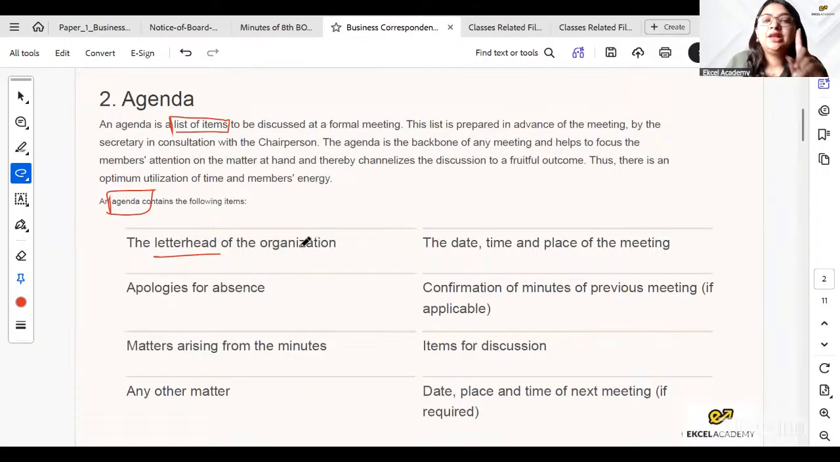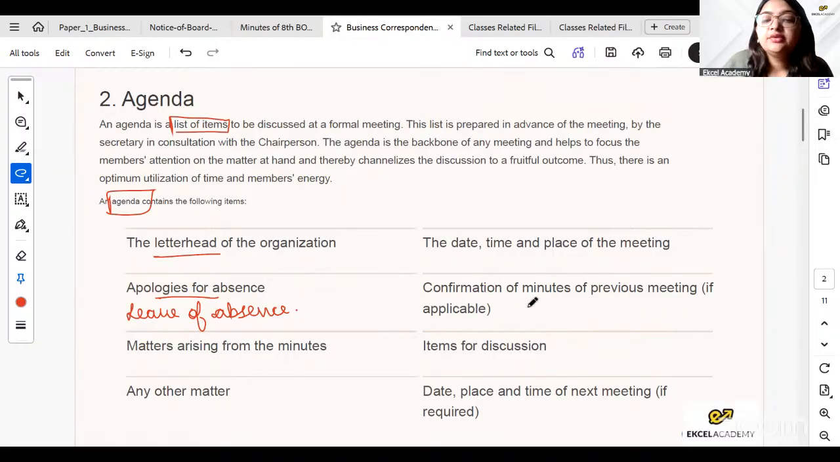What is letterhead? It will have your logo, it will have your company name, your CIN, your phone number, website, email ID, so on and so forth, right? Date, time, and place of the meeting. Apologies for absence. That is, if any director does not make it, you give them a leave of absence. Okay, you give them a leave of absence saying this director has requested for leave of absence because he cannot attend the meeting due to personal emergency.